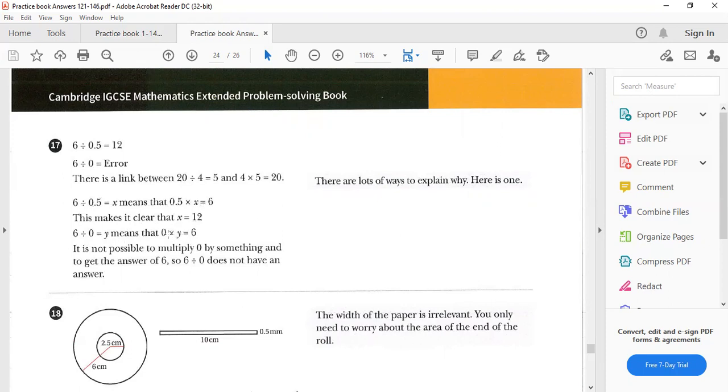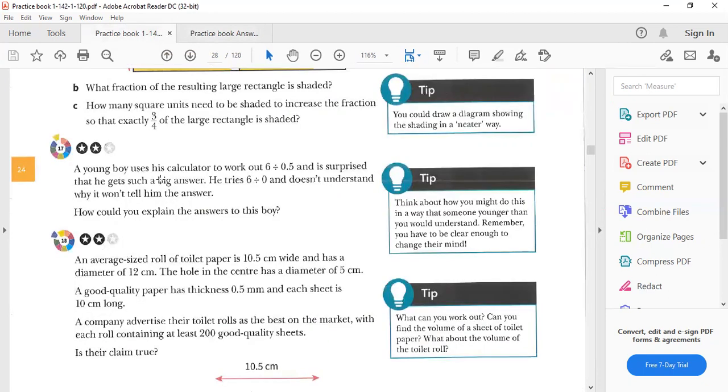It is not possible to multiply 0 by something and get the answer 6. So 6 divided by 0 does not have any answer, because if you multiply 0 by any number, it will obviously be 0. So there is no need to look for an answer, because it's an infinite error. This will always show an error.